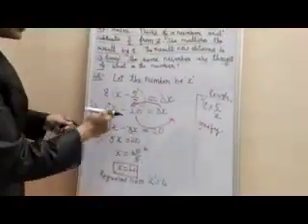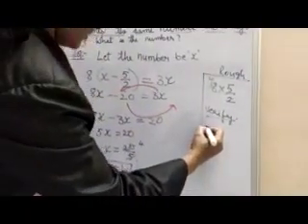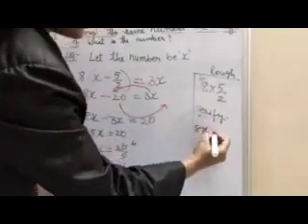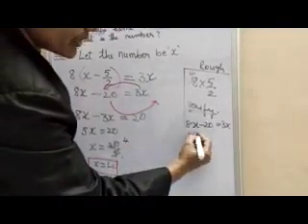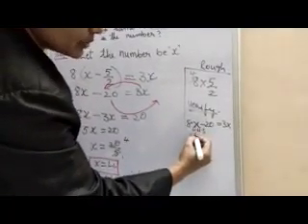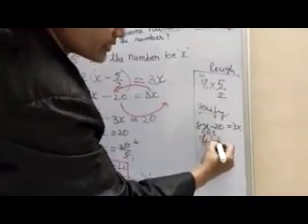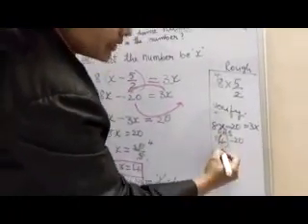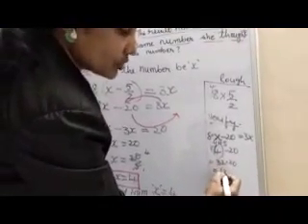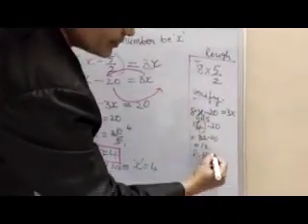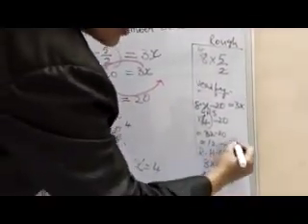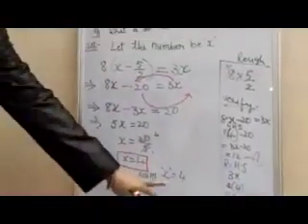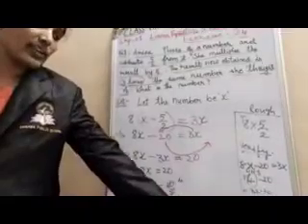Verification. Substitute the x value in this equation, 8x minus 20 equal to 3x. Take LHS here, 8 into 4 minus 20. 8 4s are 32, minus 20 is 12. What about RHS? 3x, 3 into 4, that is 12. From 1 and 2 we can say that the value which we got, x equal to 4, is right.